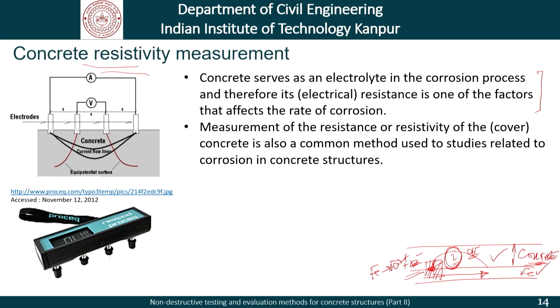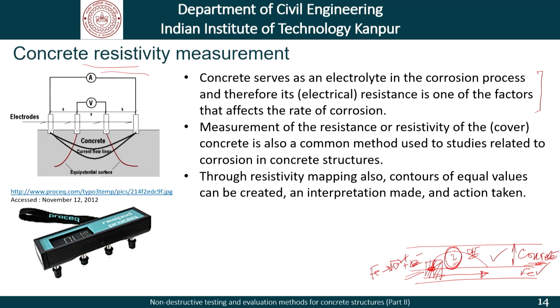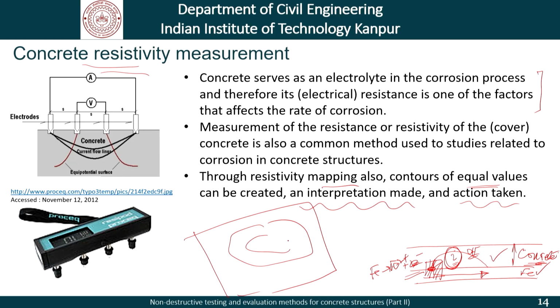And that's what's stated here, that measurement of the resistance or resistivity of the cover concrete is a common method used to study corrosion in concrete structures. Through resistivity mapping also, contours of equal values can be created and an interpretation made and appropriate action taken. So, much like the natural potentials in the previous slide, we have a concrete surface and we will be able to create contours of different resistivity values. Now, again, I am leaving it to you to find out more about the standards that deal with the measurement and interpretation of resistivity values as far as concrete structures is concerned.